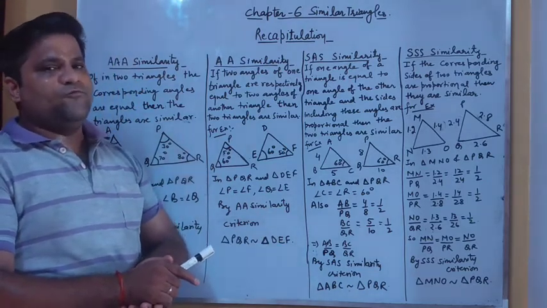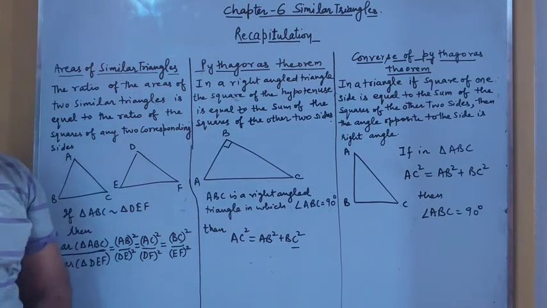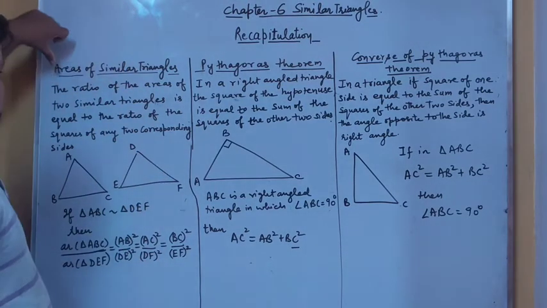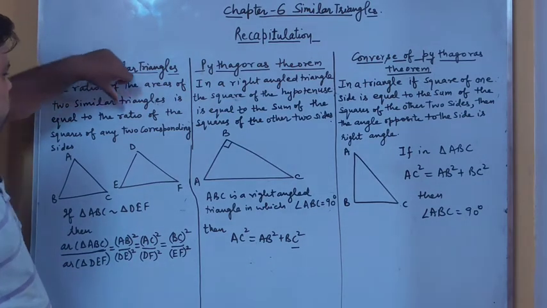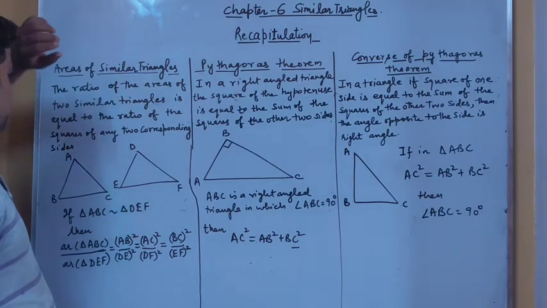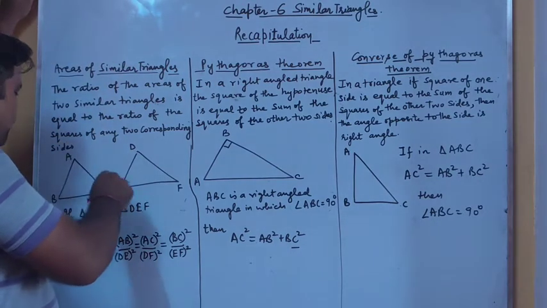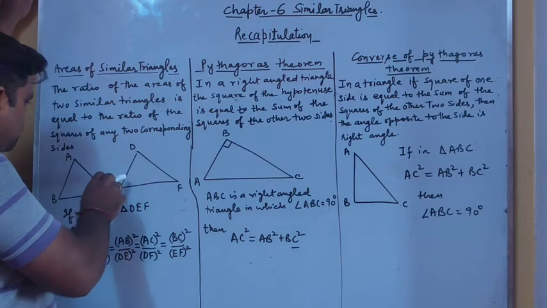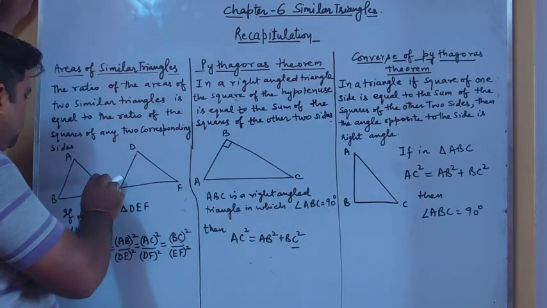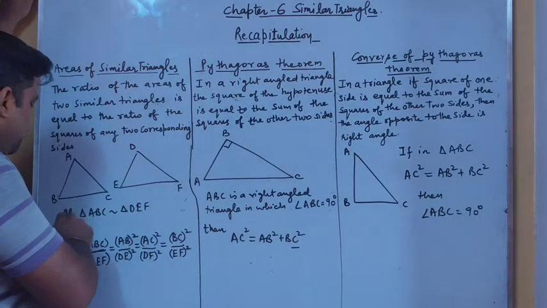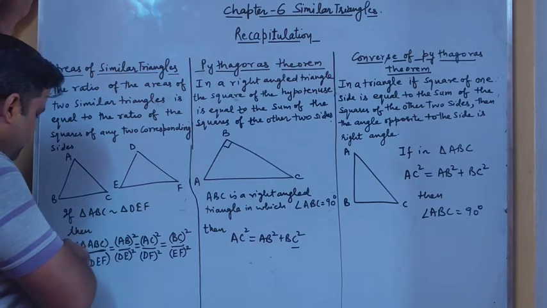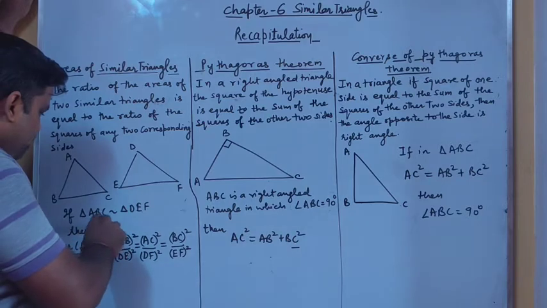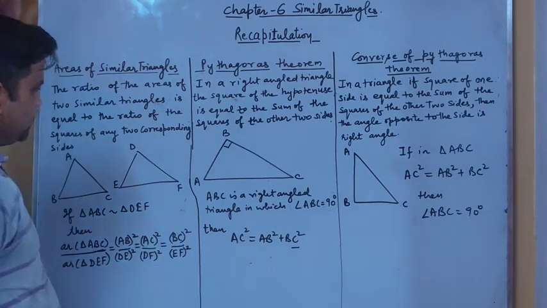This is the concept of the criteria of similarity, a recapitulation of some theorems of similar triangles. Areas of similar triangles: it says that the ratio of the areas of two similar triangles is equal to the ratio of the squares of any two corresponding sides. It means that if we have two similar triangles, then the ratio of their areas is equal to the square of the ratio of any two corresponding sides. Here, if triangle ABC is similar to triangle DEF, then the ratio of area of triangle ABC to area of triangle DEF is equal to the square of the ratio of any two corresponding sides.